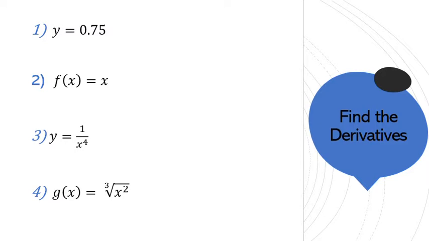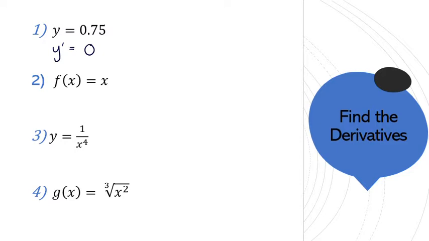Okay, so the first one, look at your equation. Look at what's going on there. We just have a number, so this is a constant. So I know right away, without thinking, the derivative of a constant is 0. Therefore, y prime is 0.